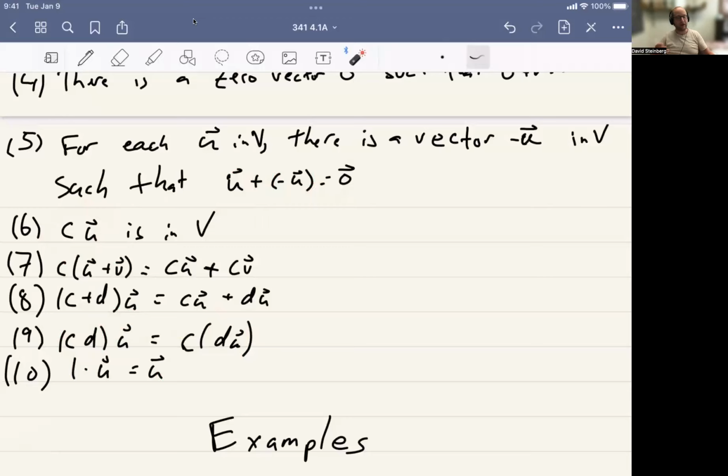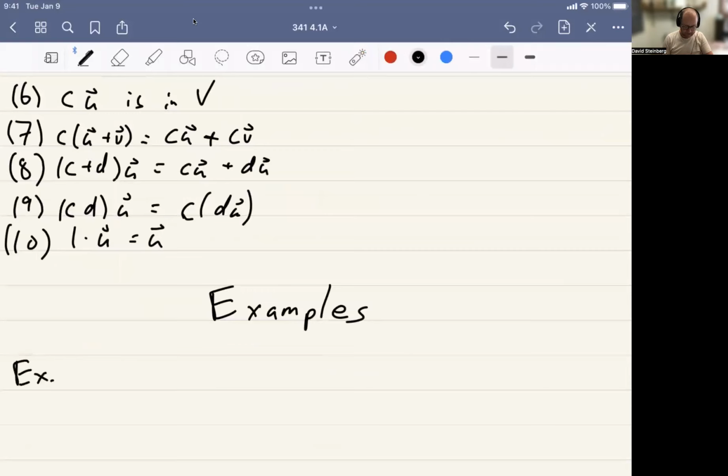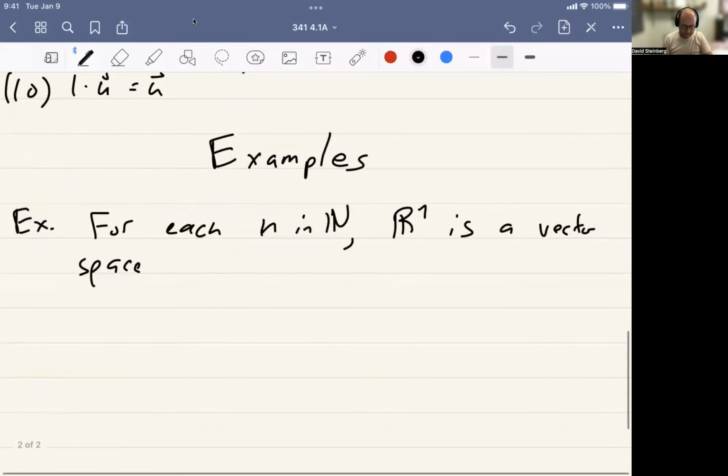So when I say new thing, they're really not that far away from Rn. So let's give some examples here. The first example, of course, the most boring: for each natural number n, Rn is a vector space. Okay, fine. What about a non-Rn example?